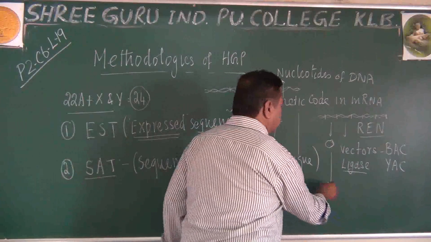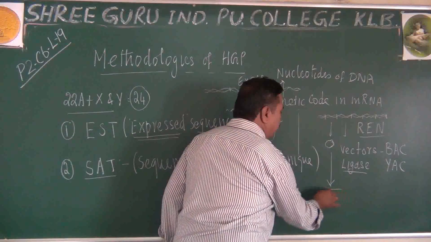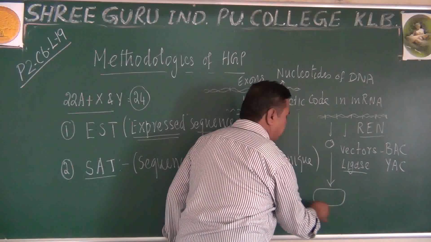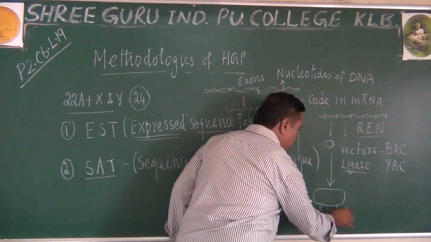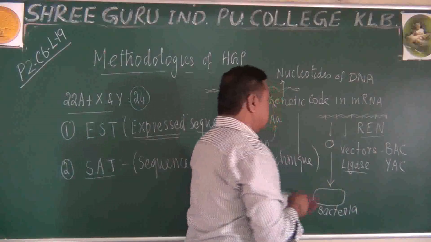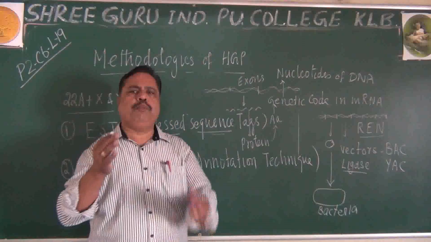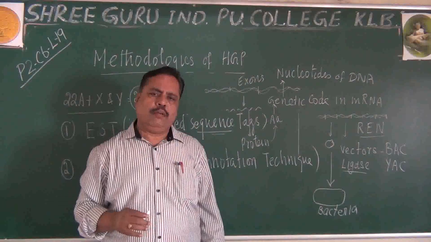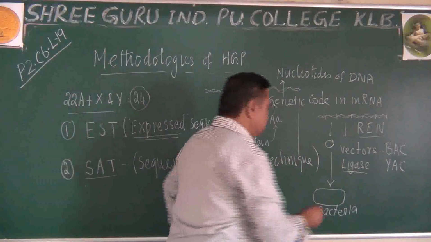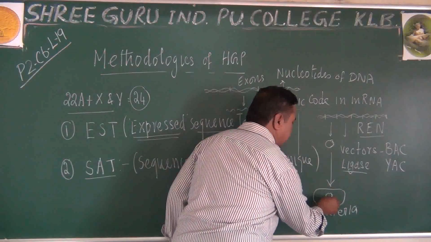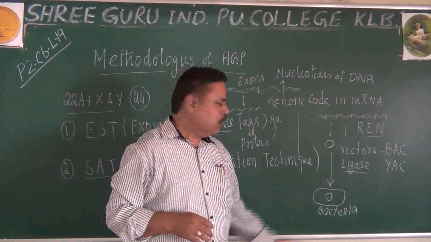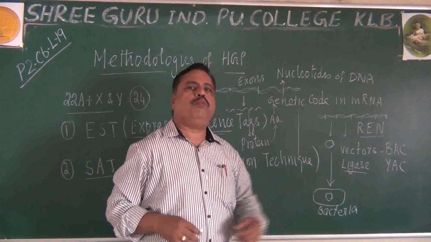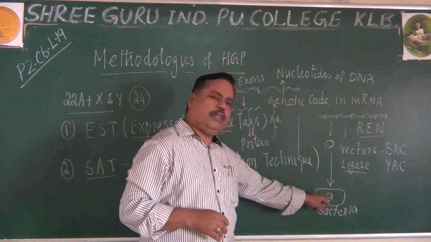Then this vector plus fragmented DNA will be allowed to multiply in a bacterial host actually. A host cell will be taken as a bacteria. A small or simplified prokaryotic cell will be taken. There we will introduce our small fragment. Now it will be allowed to express actually. Bacteria will express that protein or express that gene.